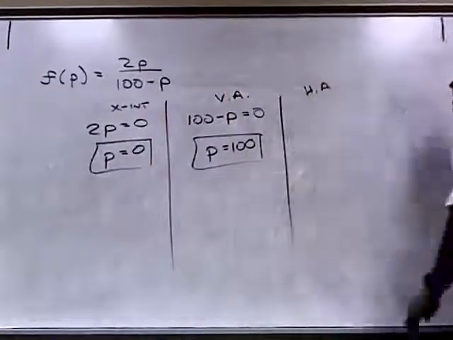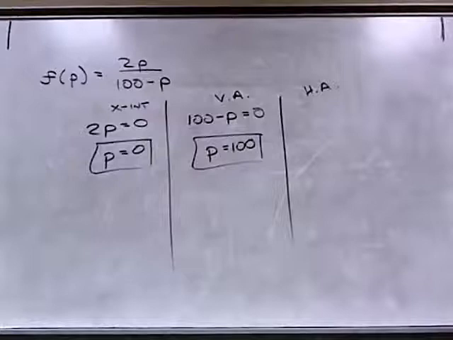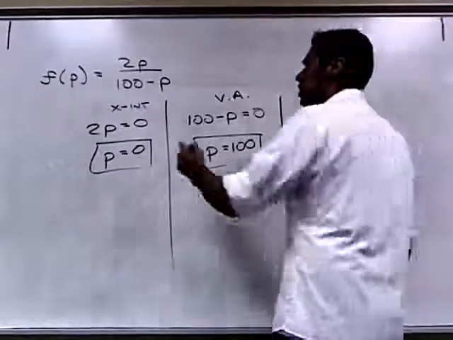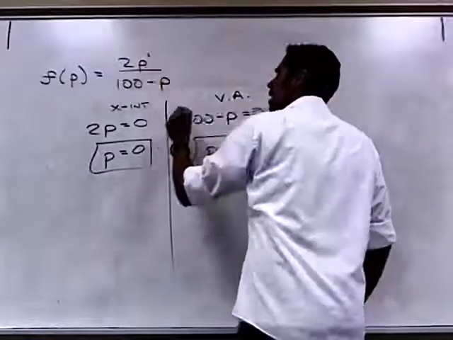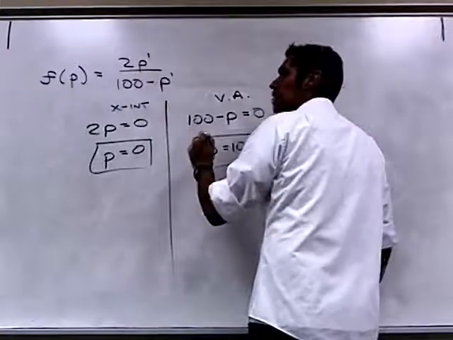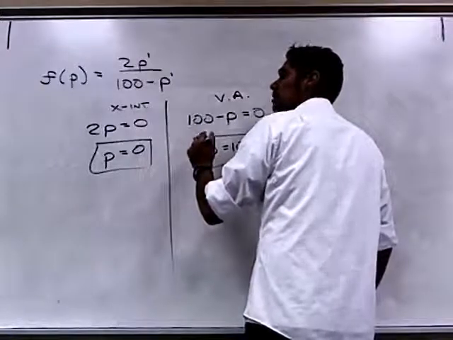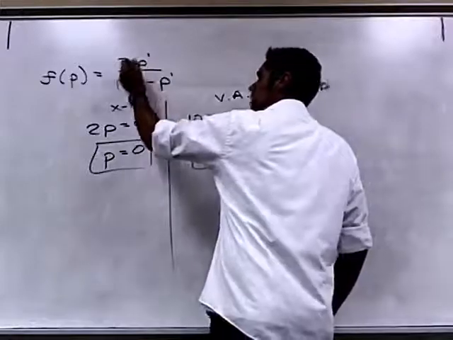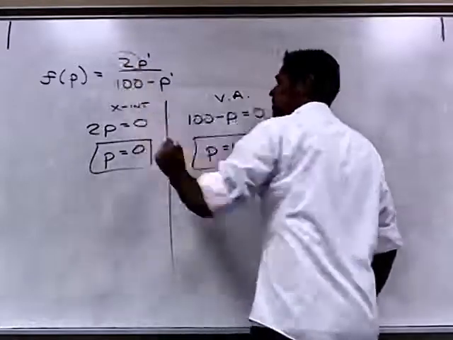How do you find horizontal asymptote? Compare the degrees. What's the degree of the top? What's the degree of the bottom? Okay, same degree. What do you look at there, the same degree? Leading coefficient. What's the leading coefficient of the top? What's the leading coefficient of the bottom?